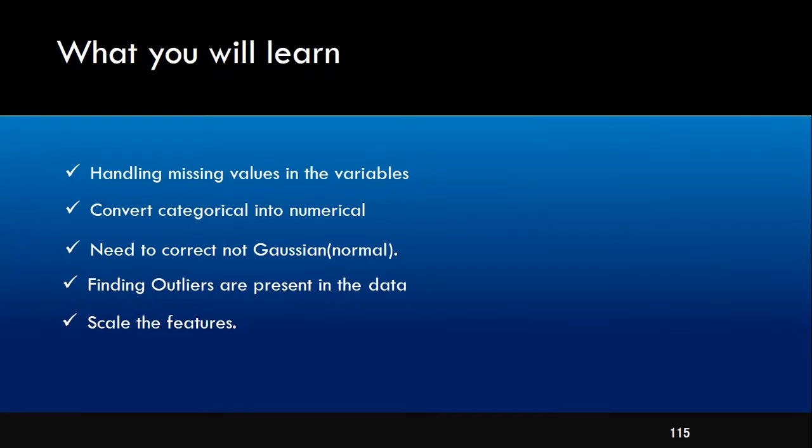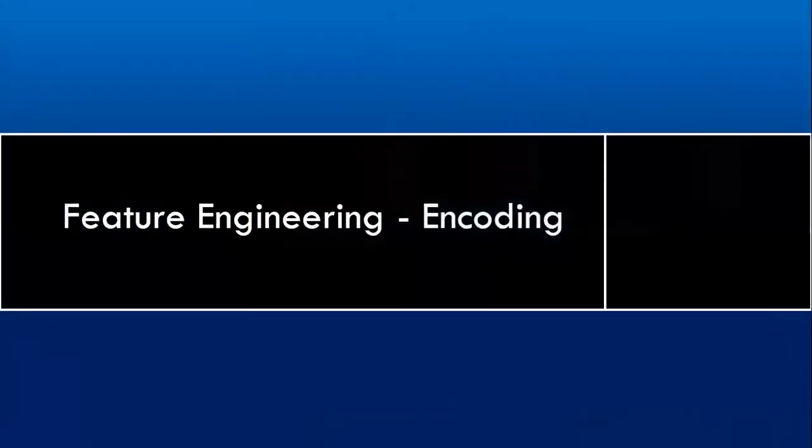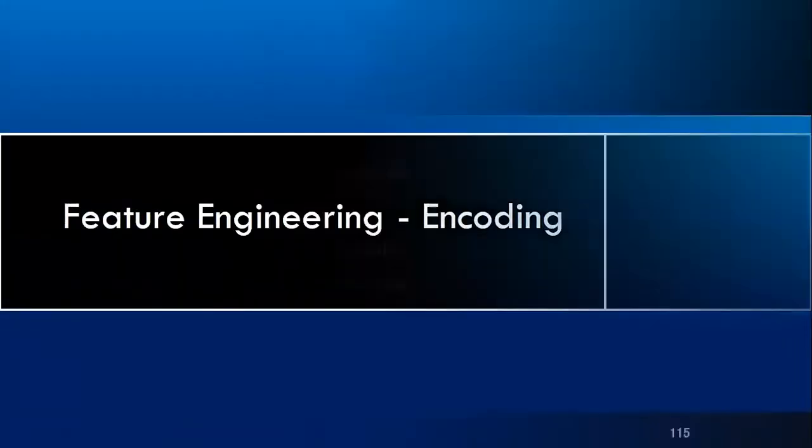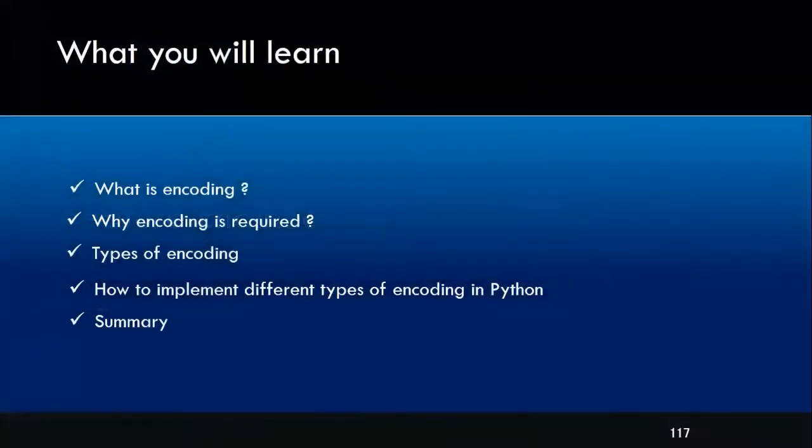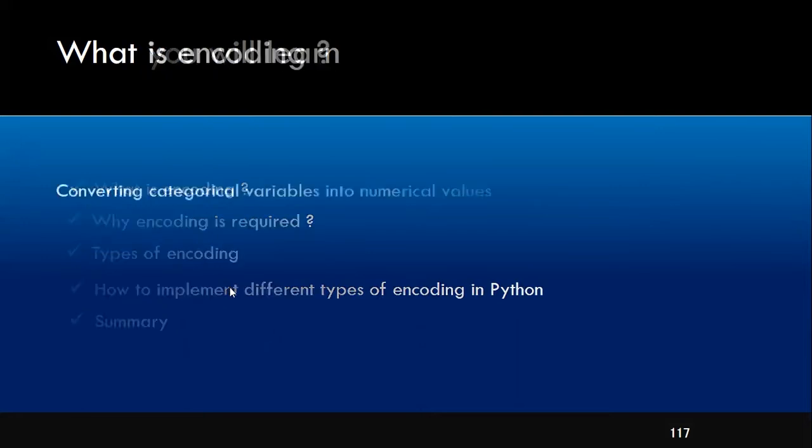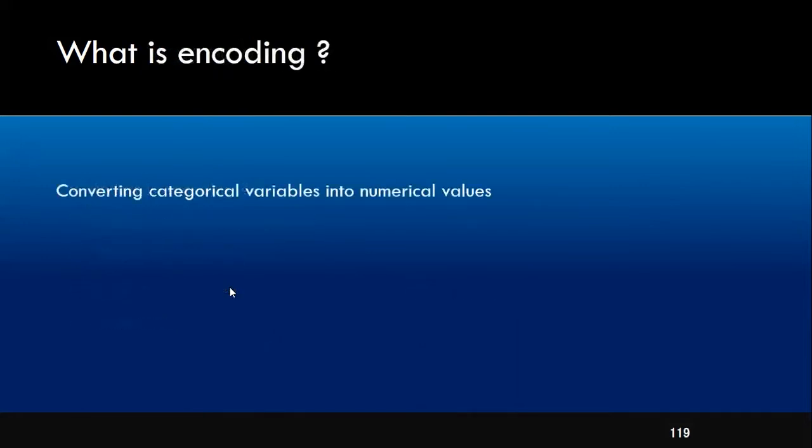Okay, now let us take a look at, as part of feature engineering, what other tasks we do. We do encoding, data encoding. So now let us take a look at what is encoding: why encoding is required, different types of encoding, and how do we implement different types of encoding in Python. And finally, we will summarize, right, when we need to use which type of encoding. Okay, so first of all, what is encoding?